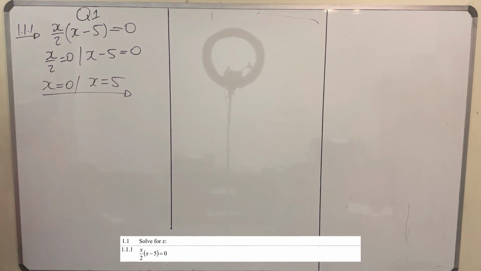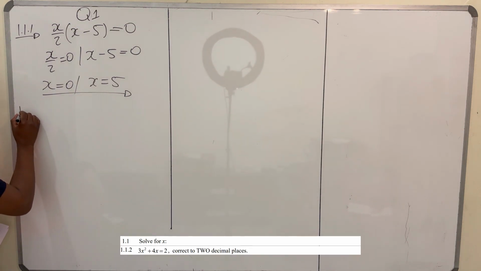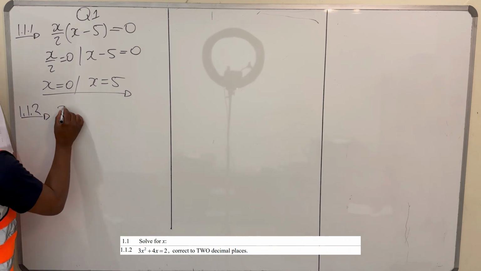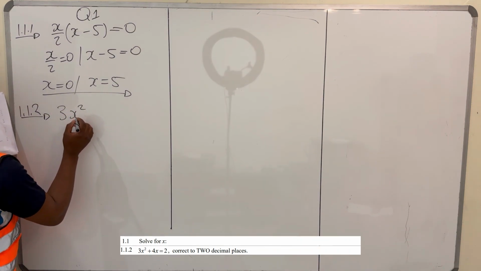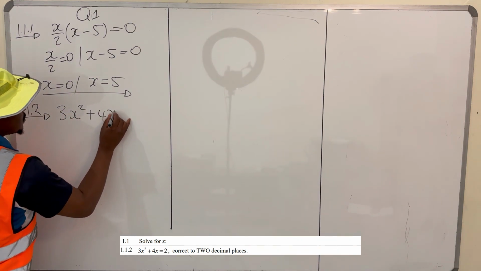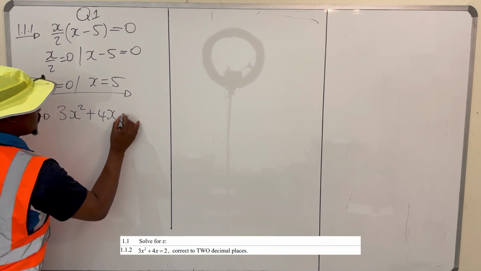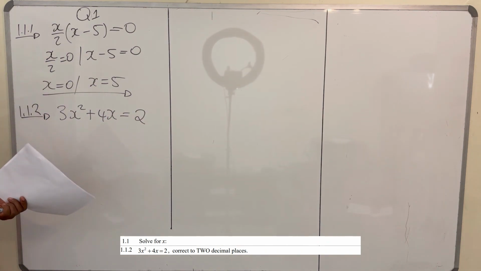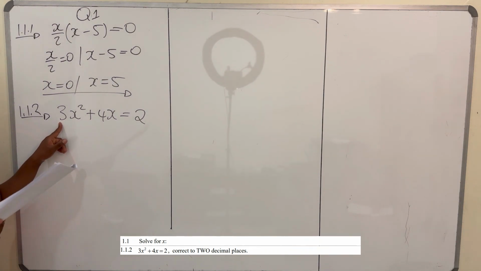Then we move to the next one, which is 1.1.2. What do we have there? We have 3x squared plus 4x is equal to 2. You are given this equation, and they want us to solve for x as well. You are also given the instruction to correct your answers to 2 decimal places. So they want you to round off to 2 decimal places.